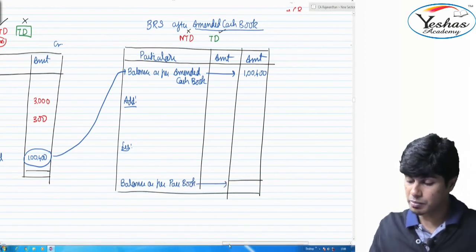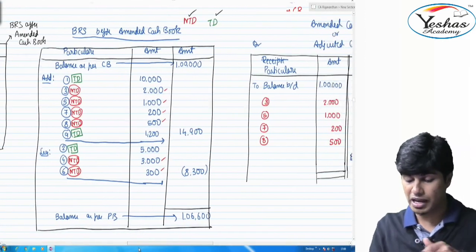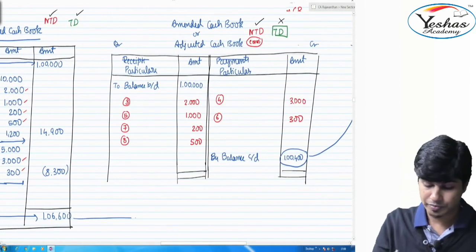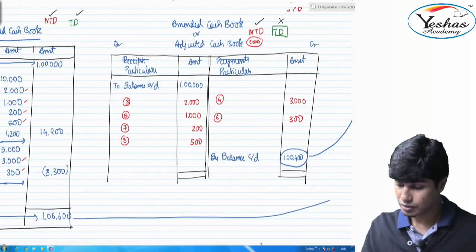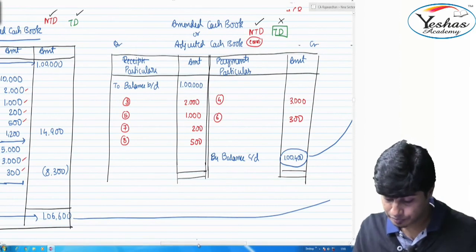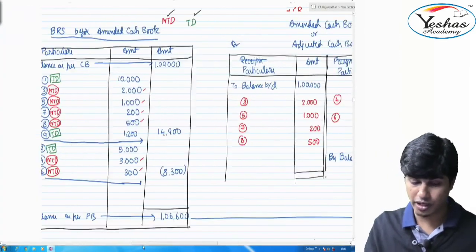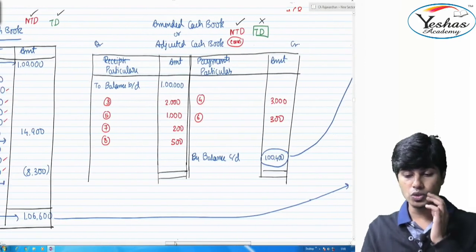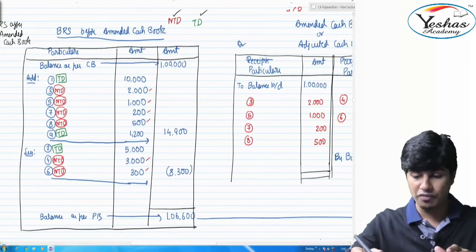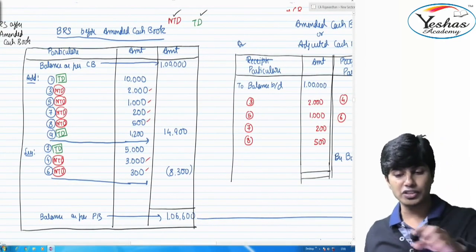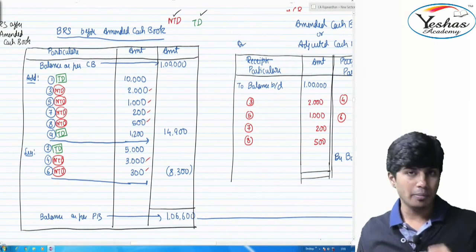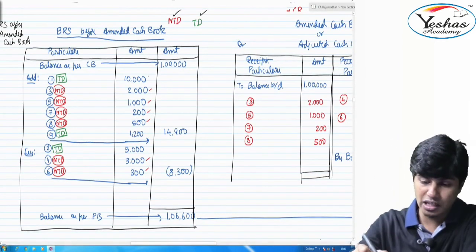And whatever balance as per passbook I get will match with this balance as per passbook. See, it will be same. They have to be same. I'll show it to you. I'm not going to copy, I'm going to show it to you. So here all the non-timing differences have been taken. So now the timing differences should be taken to where? Yeah, to BRS after amended cash book. So what are the timing differences that we have?